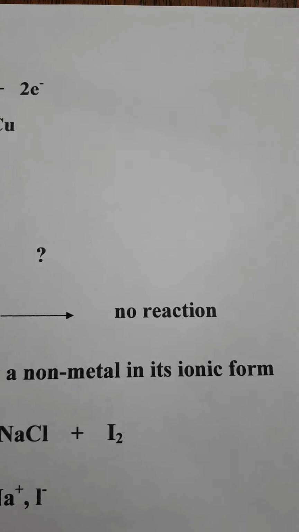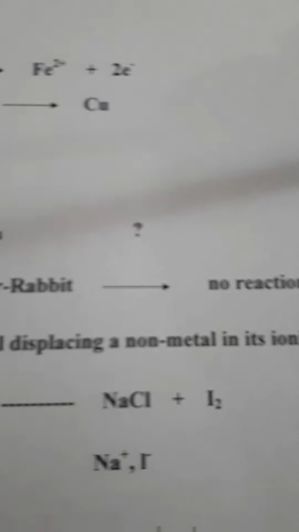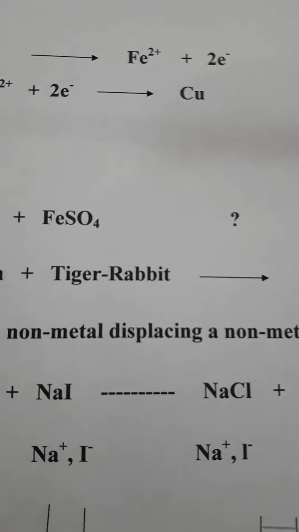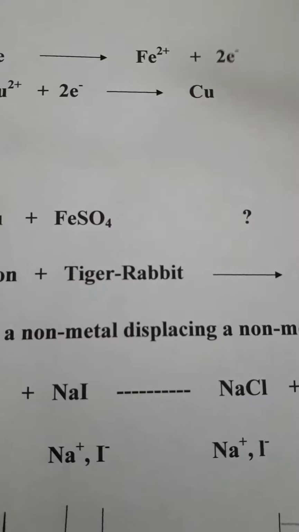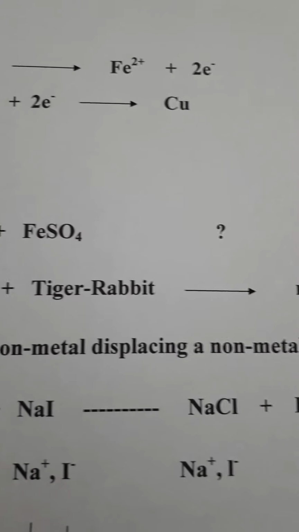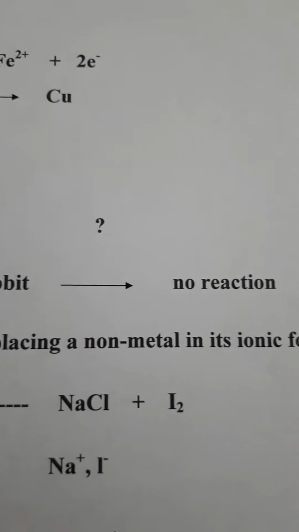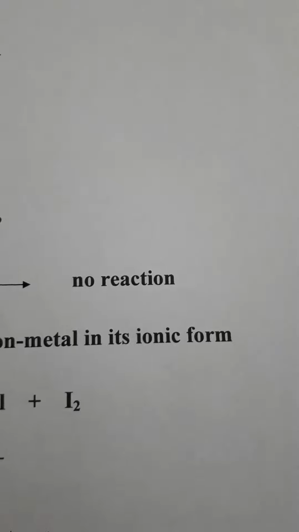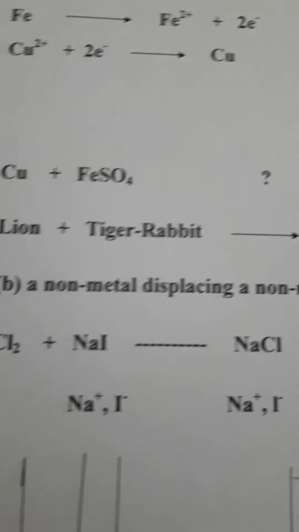Now we go to part B. That is a nonmetal displacing another nonmetal in its ionic form. This is my example.